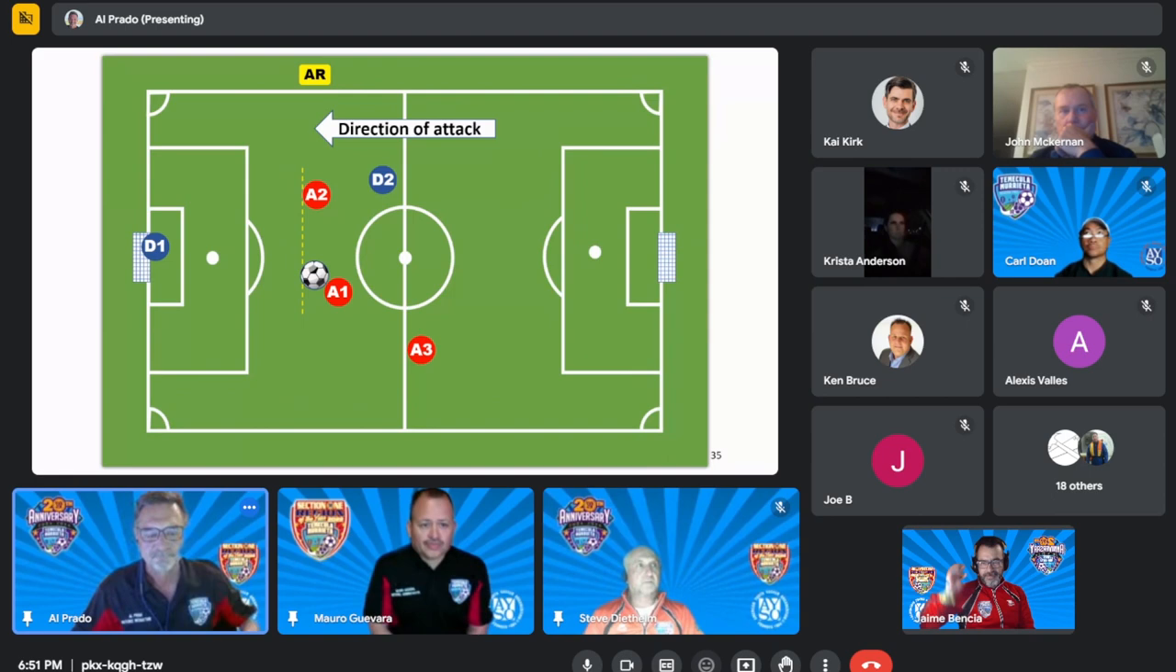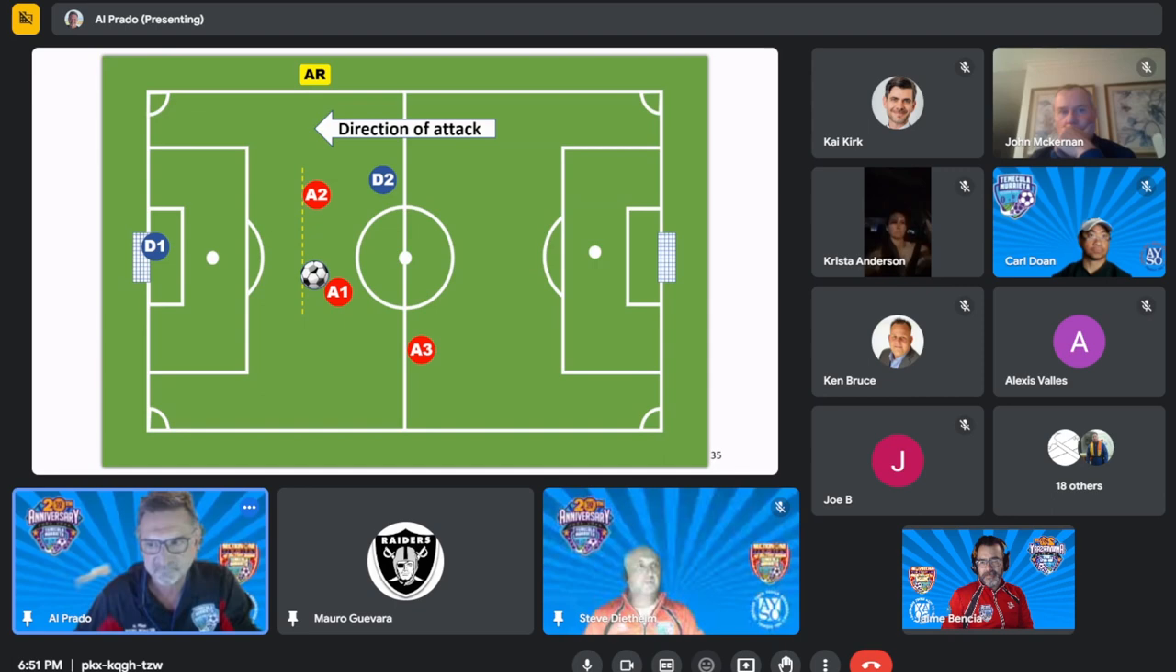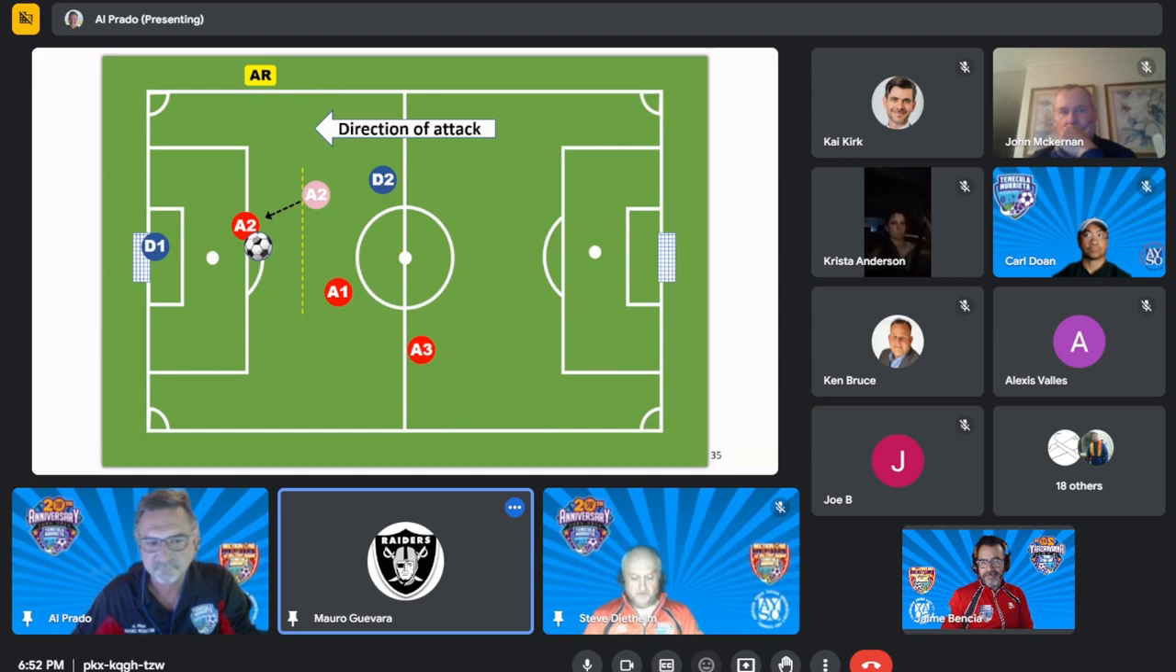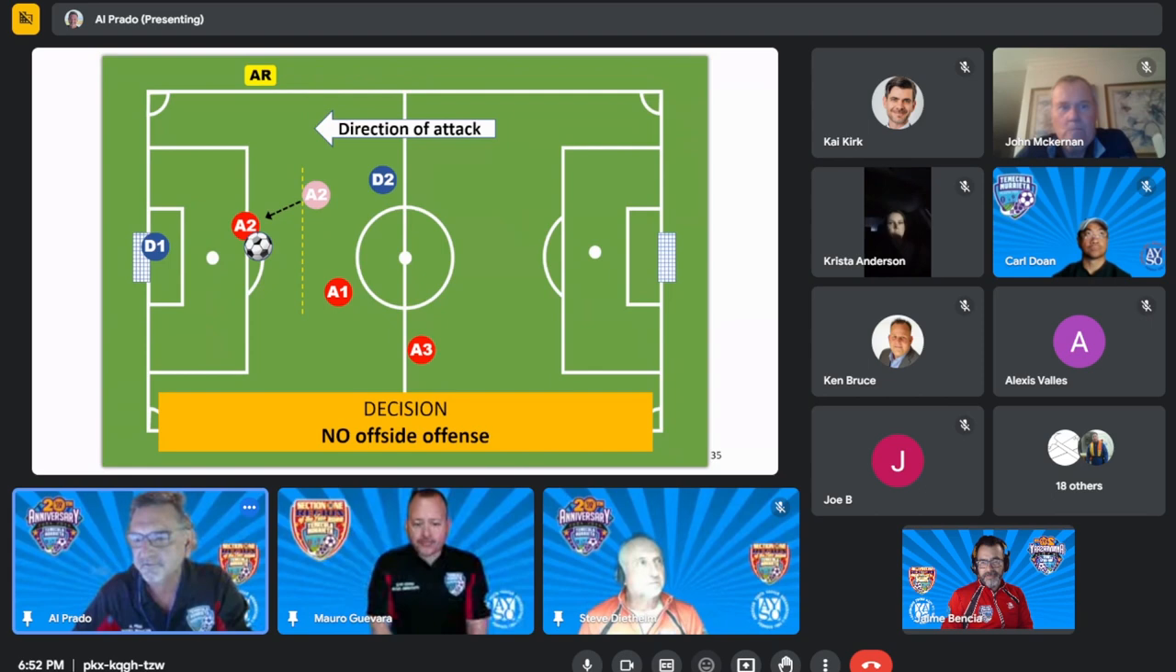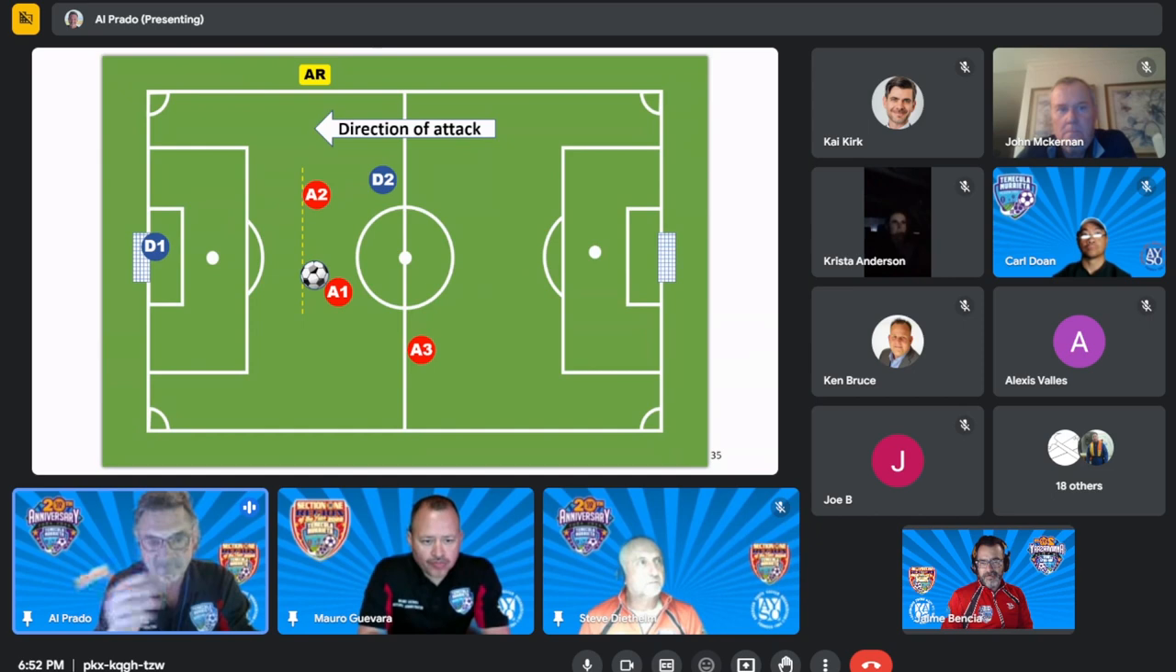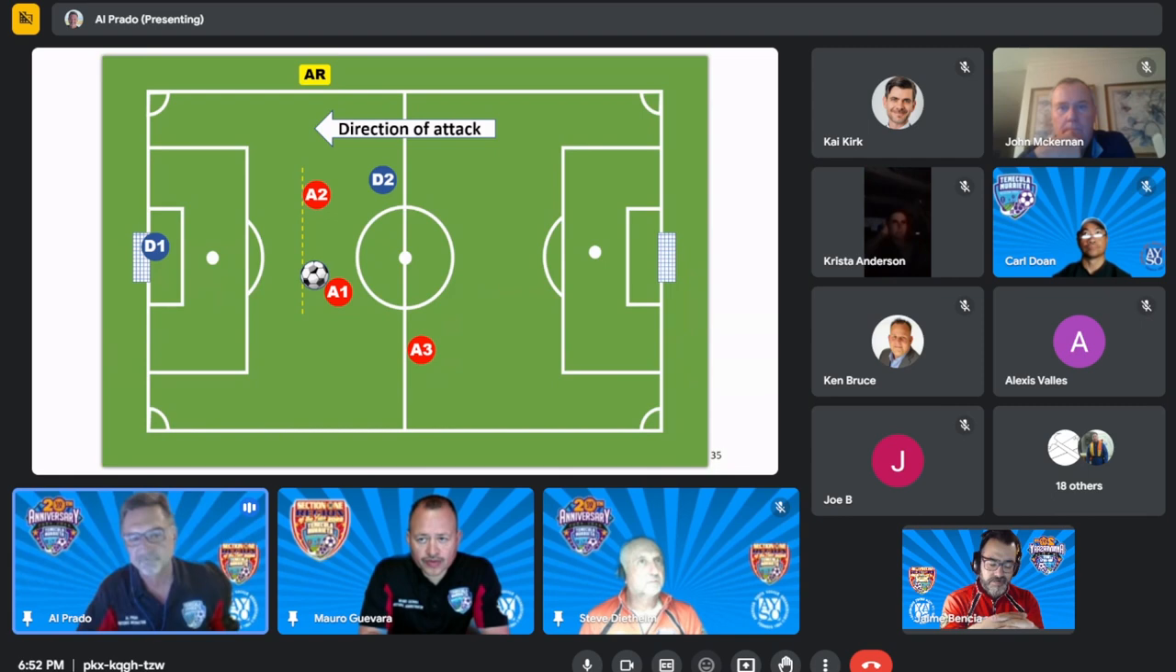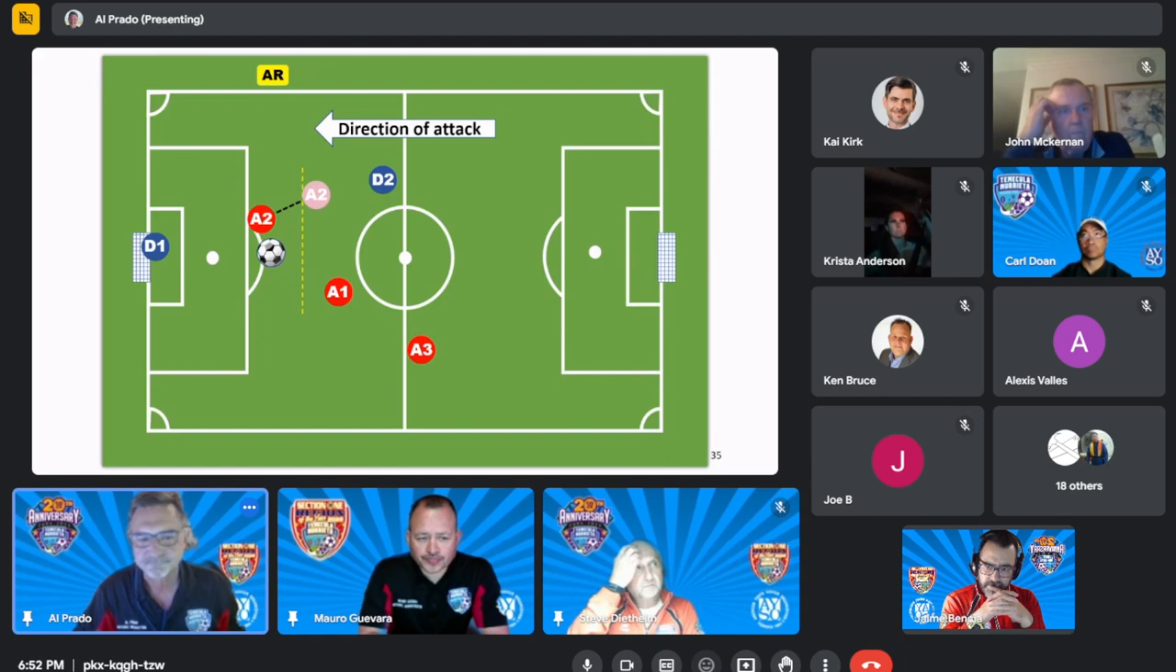So this one here, look at where A1 is and where A2 is. Okay, because A2, even though he was ahead of A1, even with the ball, was not ahead of the ball. And the ball was passed forward, so all good here. And this is where the referee really relies on the AR, which is why it's so important for the AR to be in proper position. If you're not in proper position, there's no way you can see this. Again, in 10 and 12 it's easy to keep up with the play. 14s and older is a little tougher, but this is why being in position is so important. Okay. Any questions on offside?